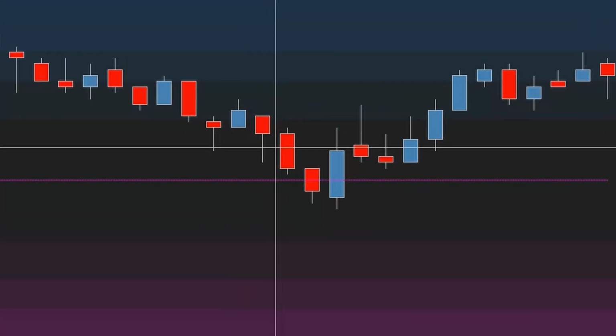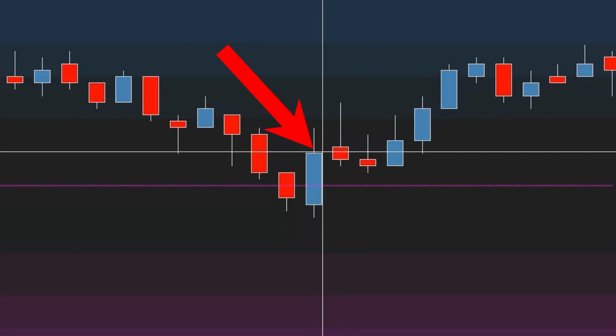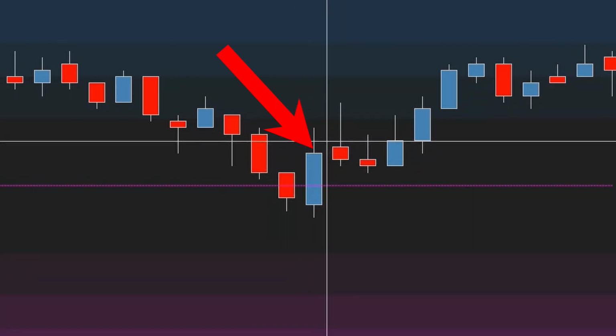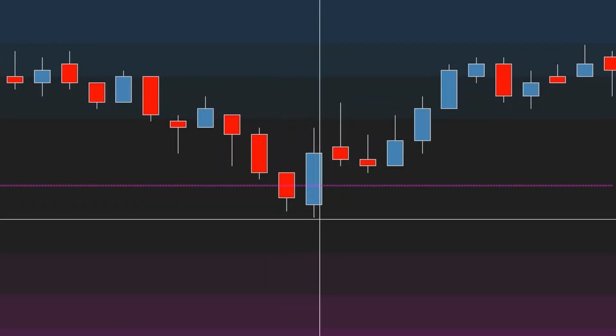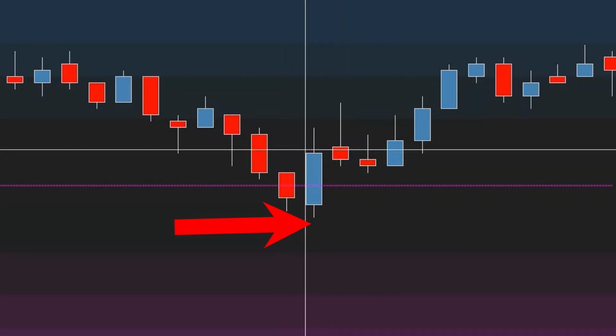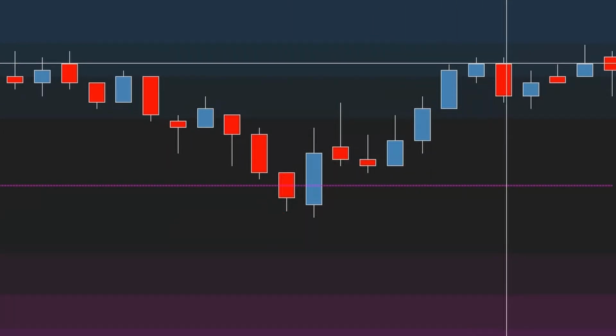Here it comes, a test of the midline. Bar closes nicely above, and this is a long. Right here, again, you should have some kind of a fixed target, $100, $150, whatever. Your stop is below this pivot, obviously never reached, and you would trade this for a nice profit.